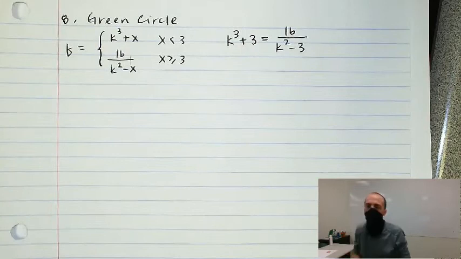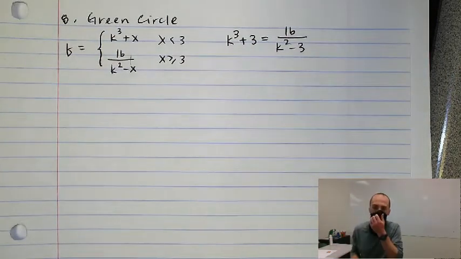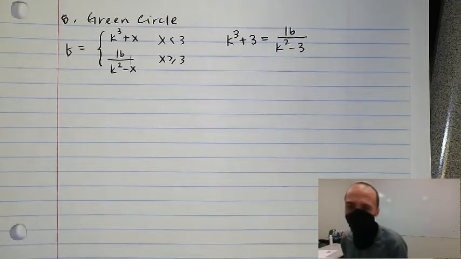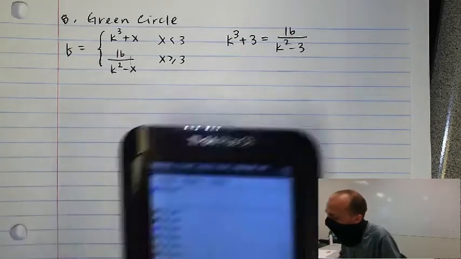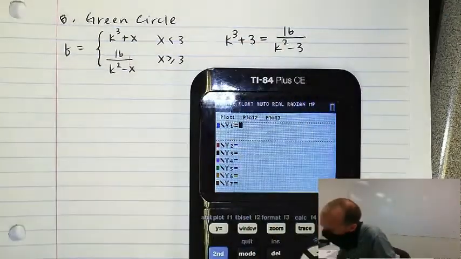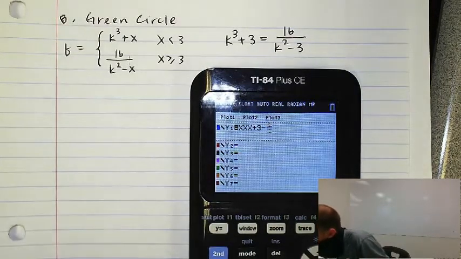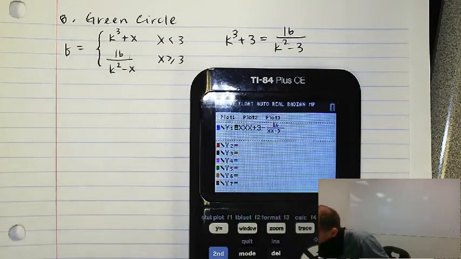And you could try to cross multiply and solve this thing, but you're going to end up with something that's 5th degree. And you might not know there is no quintic formula. Even if there was, you wouldn't want to do that. We've got technology here. This is multiple choice with calculators. So what I'm going to do is type in that equation. Except maybe I'll just say x to the 3 plus 3 minus this fraction, 16 over k squared minus 3, and I'll figure out where it equals 0.